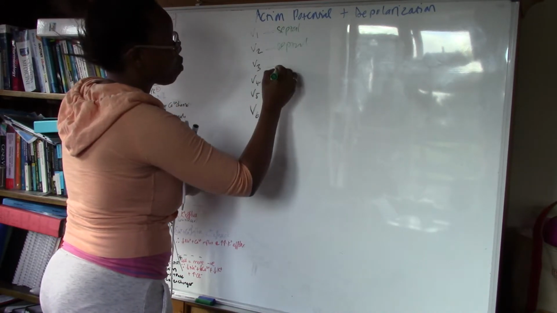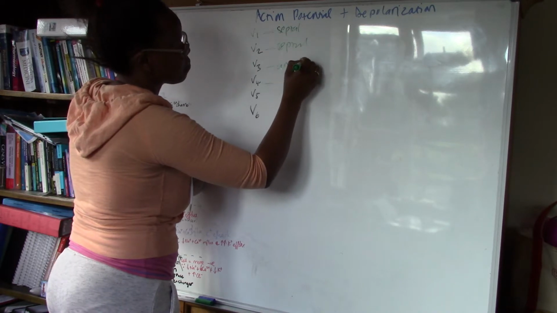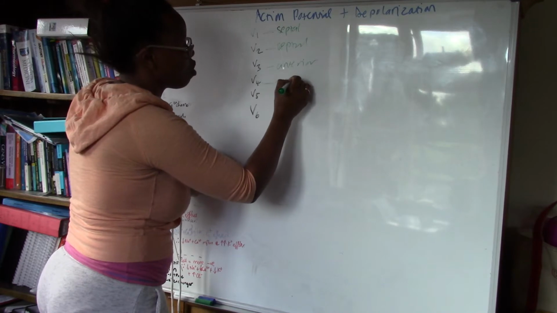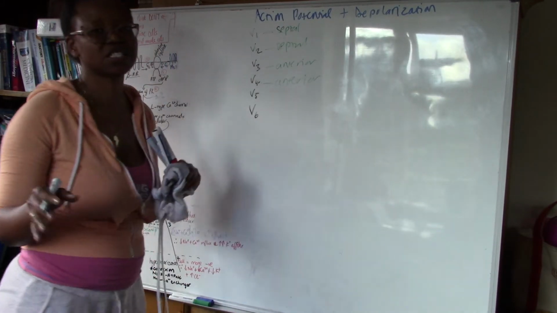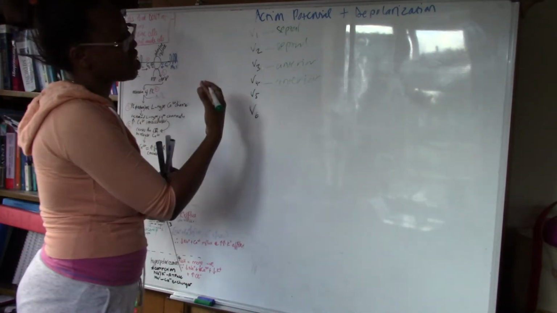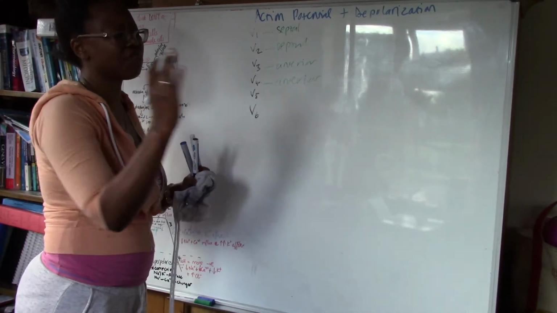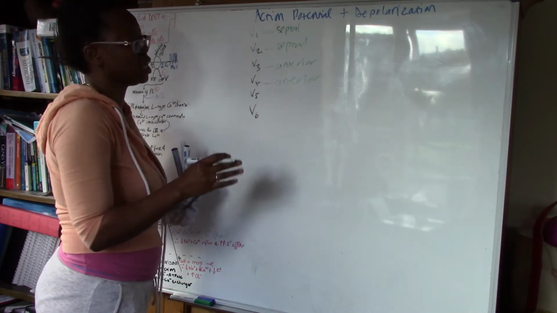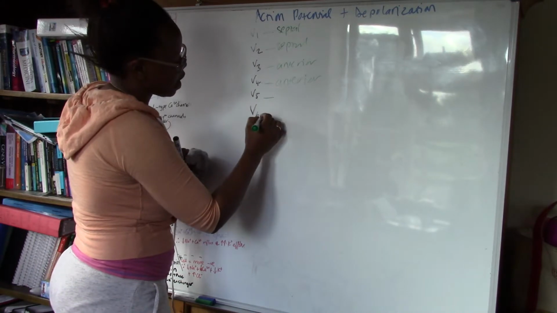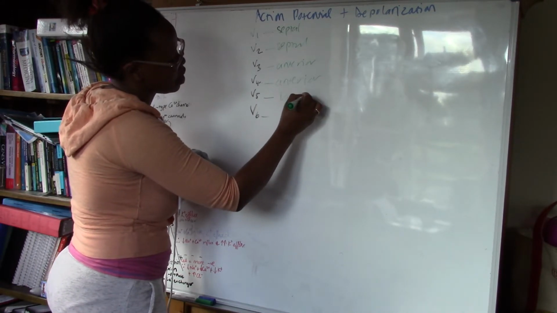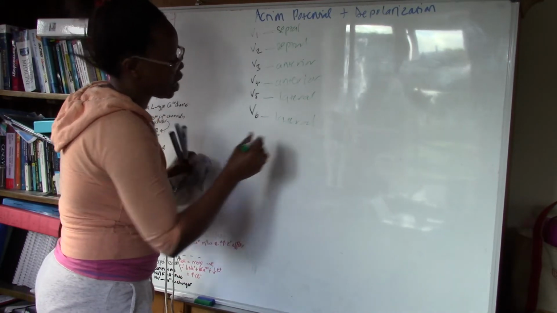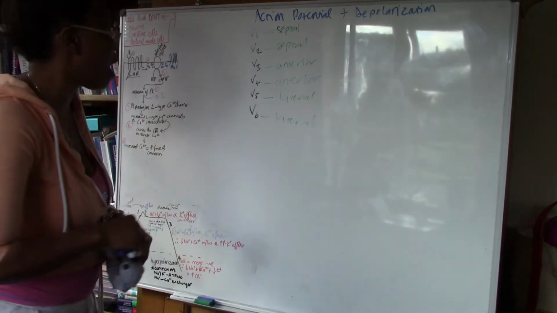V3 and V4 are the anterior leads, as in they look at the anterior wall of the left ventricle. Remember, the ECG mainly looks at the left ventricle, and we know that the left ventricle is really a reflection as well of what's happening in the entire heart, because the heart works as one thing. And then V5 and V6 are the lateral leads. So they will look at the lateral and posterior aspects of the heart.